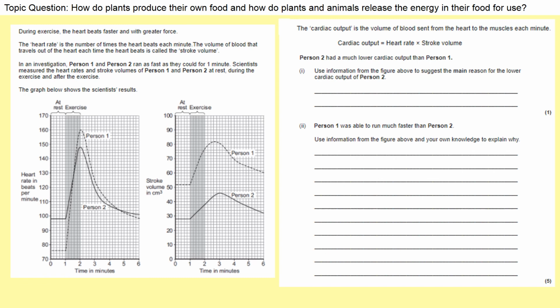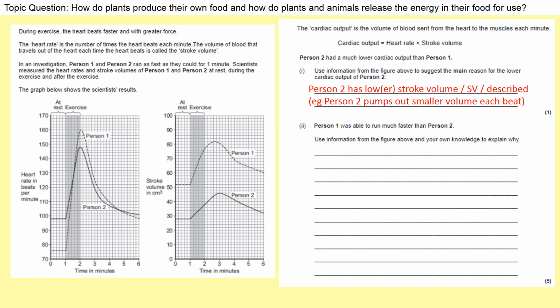Okay, if you need a little bit more time, just press pause. Otherwise, I'm going to go on to the answers now. So, the first one, what is the main reason that person 2 had a lower cardiac output? It's to do with their lower stroke volume. So, person 2 is pumping out a smaller volume of blood each beat, and therefore that's why. That's having more of an effect than their heart rate.